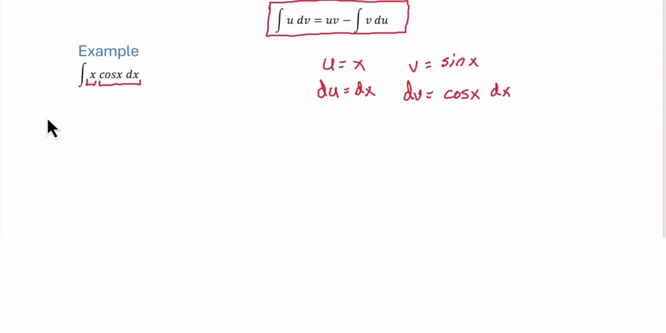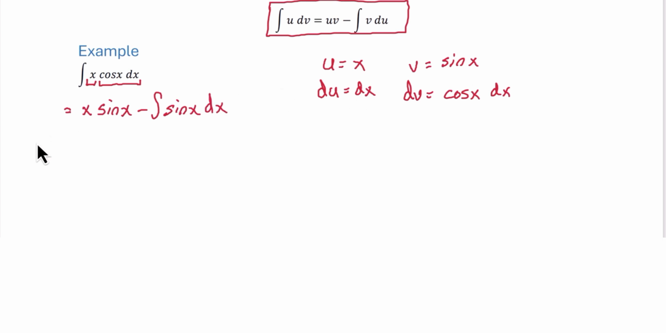Now we'll rewrite the original integral using this rule. We have u, which is x, times v, which we found to be sine x, minus the integral of v, which we found to be sine x, du, which we found to be dx.